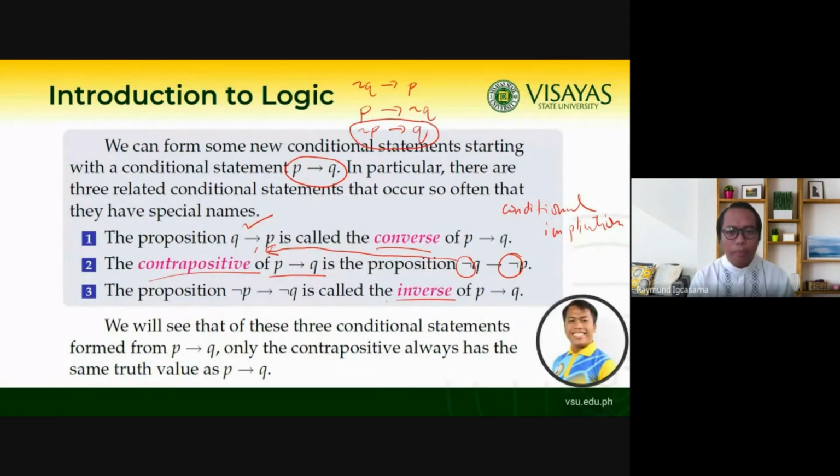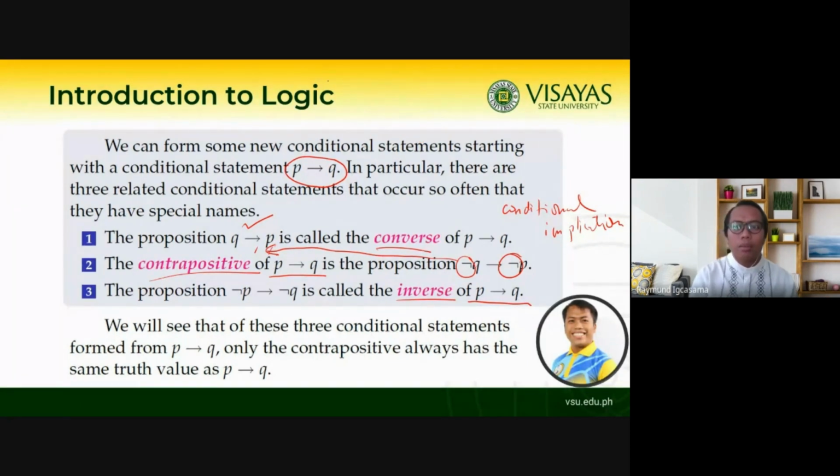Now the inverse is just the negation of your statements. Let's say for example the original statement is P implies Q, its inverse is not P implies not Q.